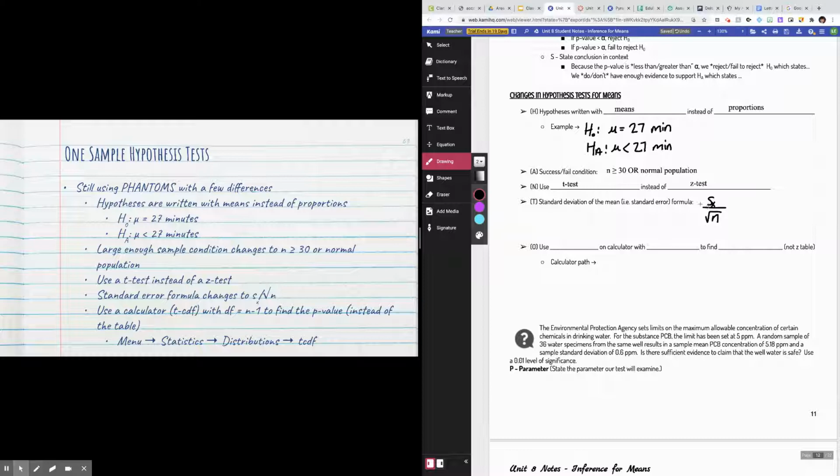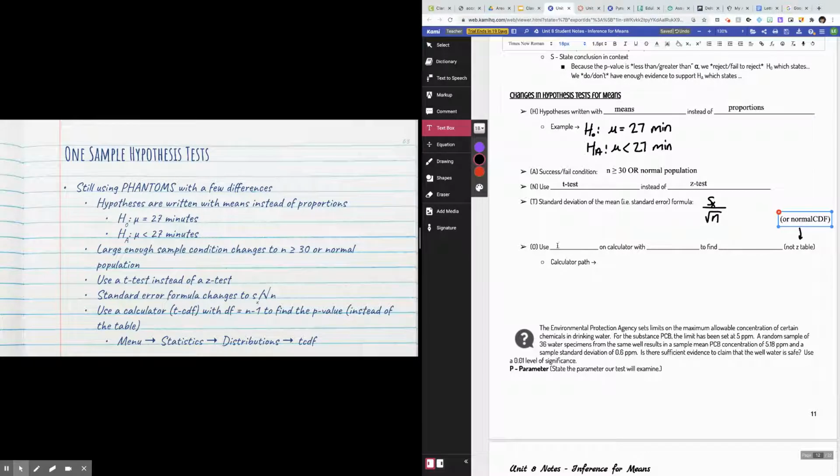The last thing that changes is when we get to the O step, which is how we obtain our p-value. Remember, that comes from the calculator, right? Whenever you're doing a p-value, you should get that from the calculator. It makes your life a lot easier. You're used to using normal CDF or the Z table. So we're not going to use the Z table, and we're also not going to use normal CDF on your calculator, because I know that's what you all are used to.